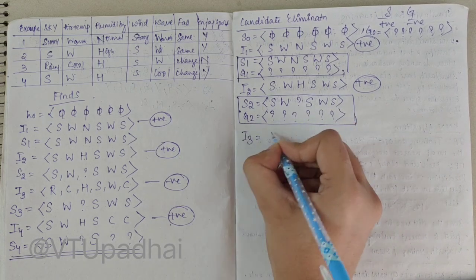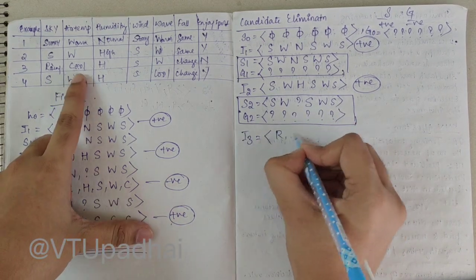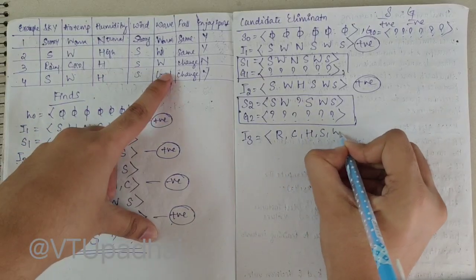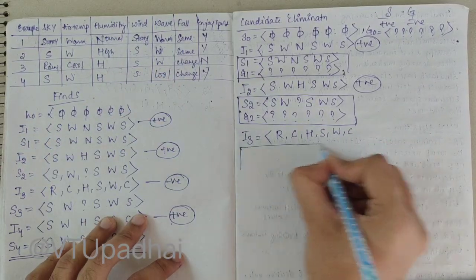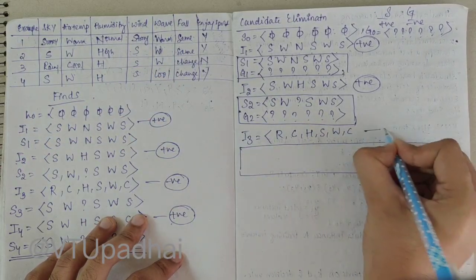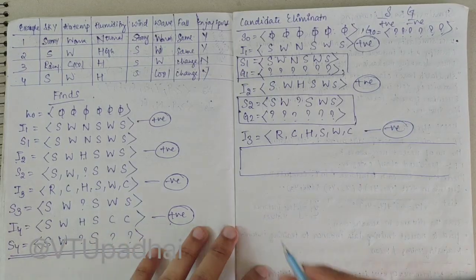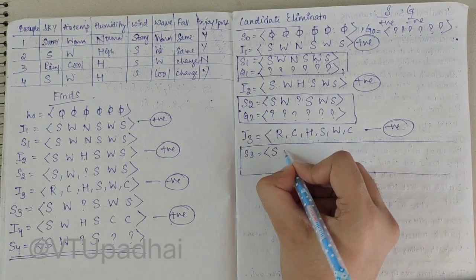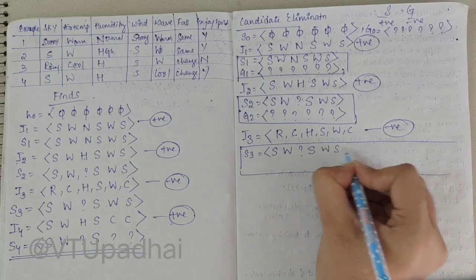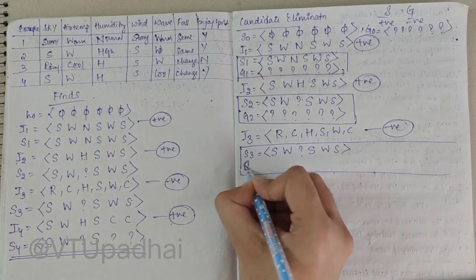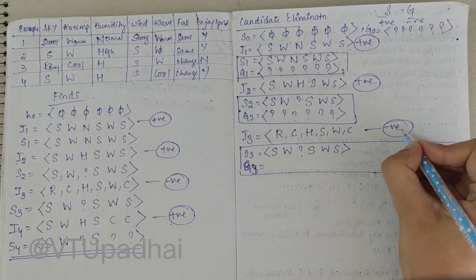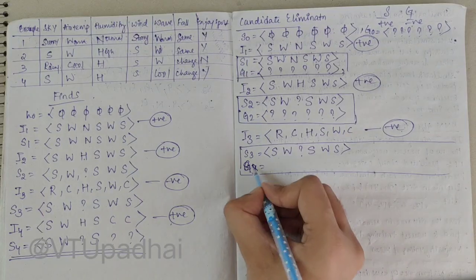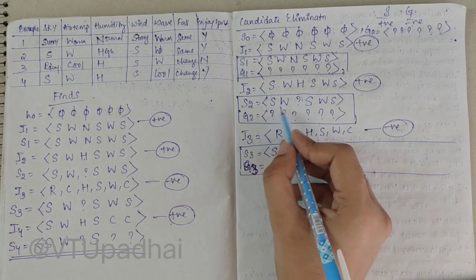Now I'll consider I3. So let me write I3, RCH SWC. Now I3 has a negative instance. So whenever I3 has a negative instance, I need to write S3 as it is. Whatever is there in S2, write it as it is firstly. SW question mark SWS. I'm done with this. Now next, writing the G3 value. Negative instance means the G3 value should be changed. Writing the G3 value, here I have question mark.